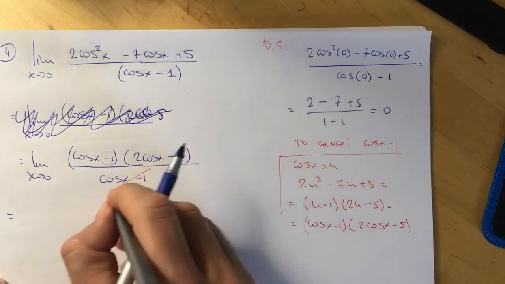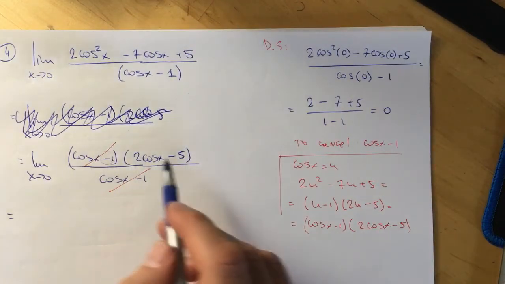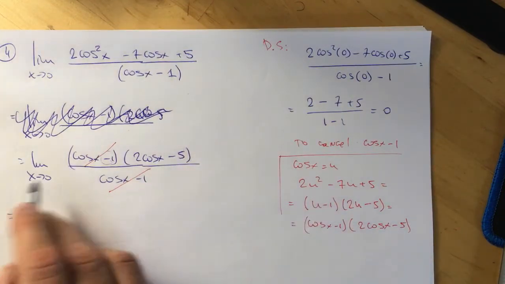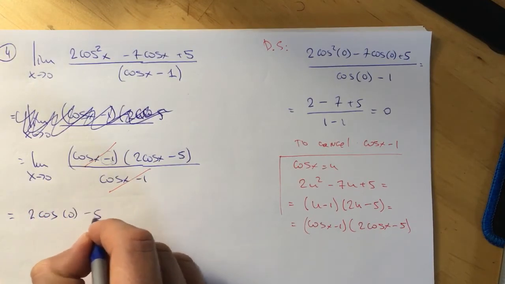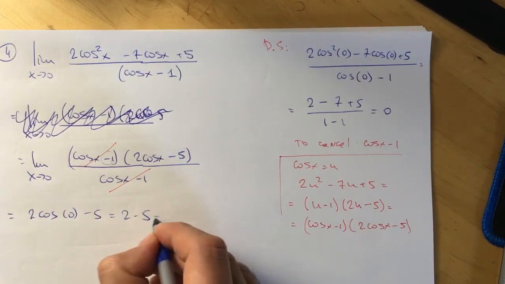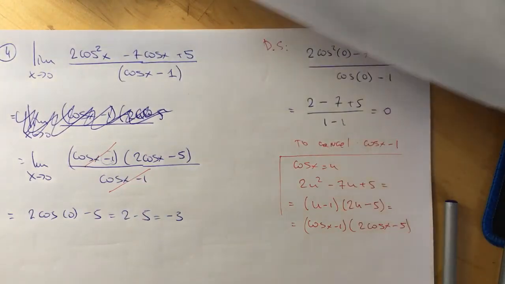And now you have the factor to be cancelled. Use direct substitution. 2 times cosine of 0 minus 5 is 2 minus 5, which is equal to negative 3.